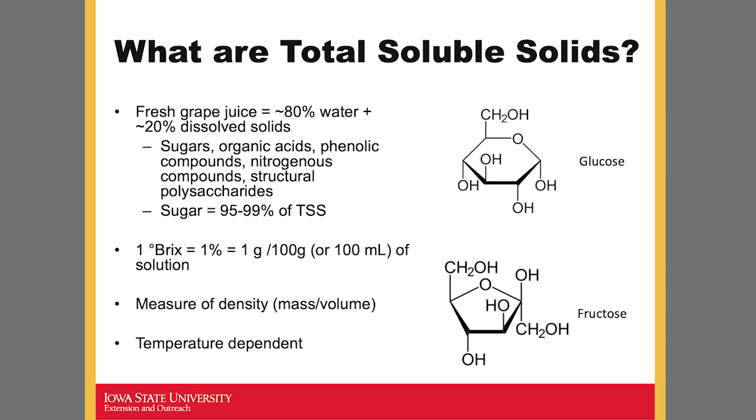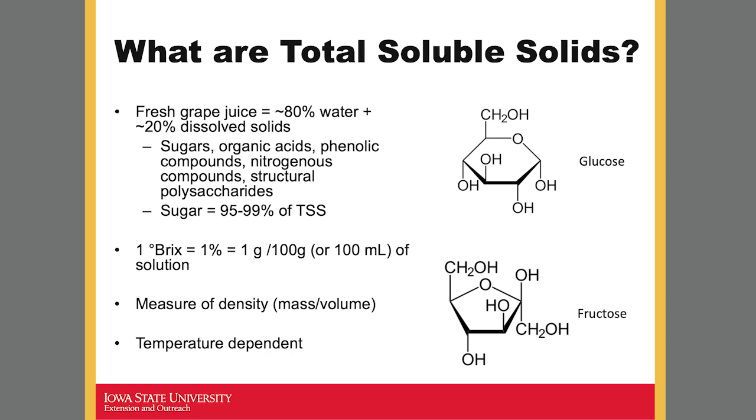The two main sugars, I have the structures here on the slide, are glucose and fructose, which you may recognize, but if you don't, they're just the building blocks for sucrose, which is white table sugar. Those are the fruit sugars. If we want to measure how much sugar is in our grape juice or wine, we do that by assigning a unit to it called Brix. That's the most commonly used in the United States. There are other units, but Brix is what we typically talk about.